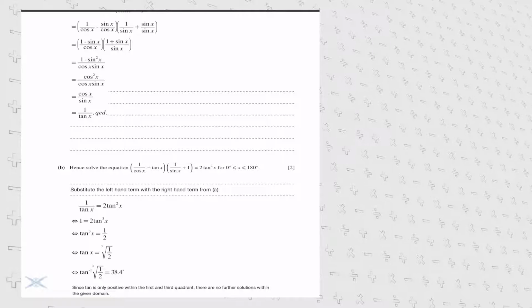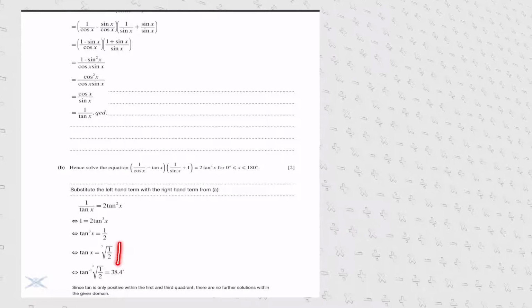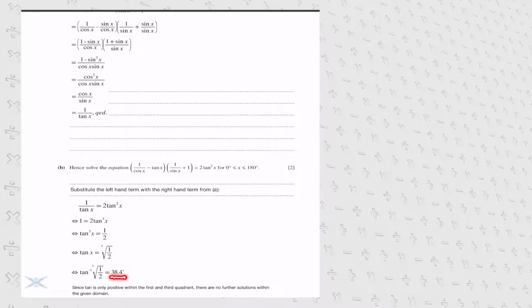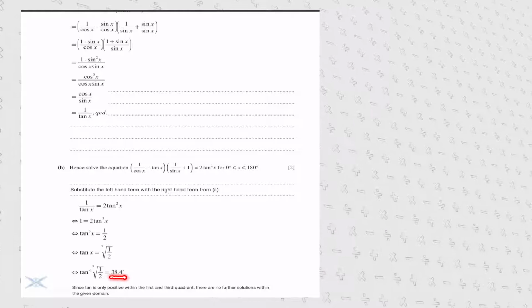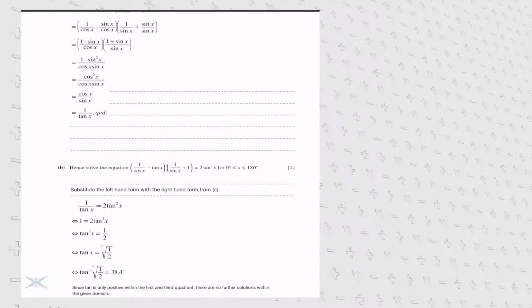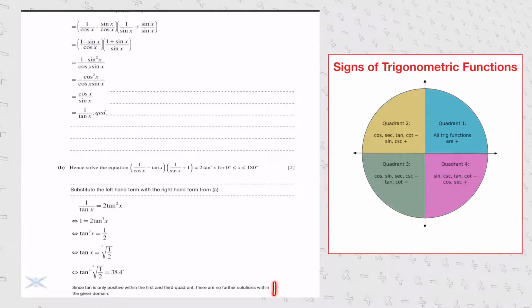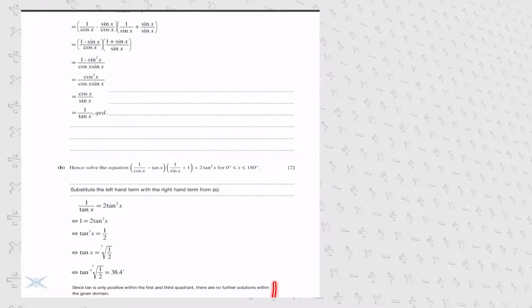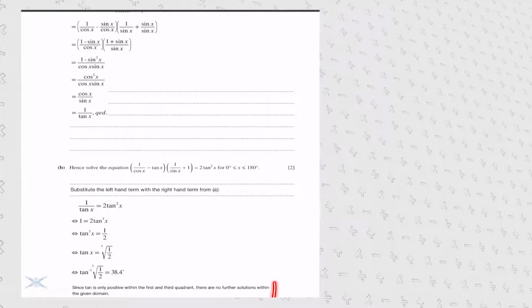And finally, with the help of our pocket calculators, we will be able to calculate the angle of this expression for the first quadrant, which provides us with the solution that x equals 38.4 degrees. Since according to the depiction that you can find on the right hand side of the screen, tangent is only positive for the first and third quadrant of a unit circle, we should arrive at the conclusion that there are no further solutions to be found within the given domain.